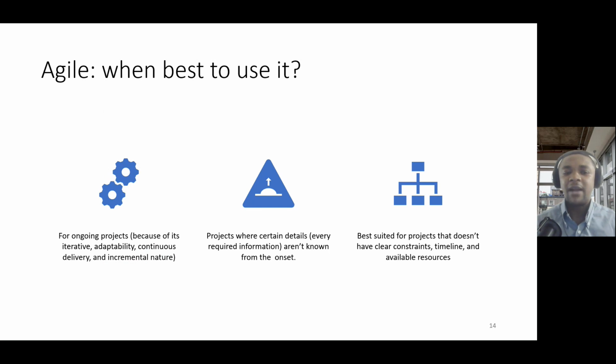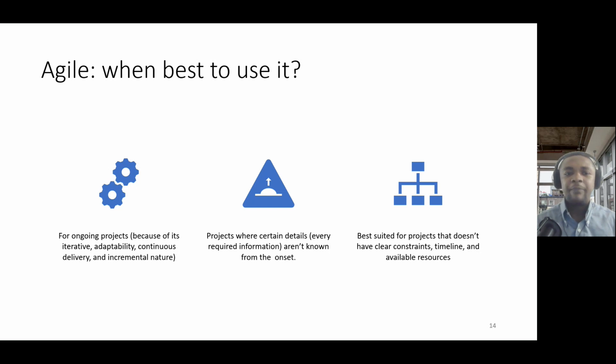All right, and the final thing I wanted to point out today is when is the best time to use Agile? Like Waterfall has its own best moments, the best moment to use Waterfall. And at the same time, there are moments where Agile best fits the project. So when is that moment?